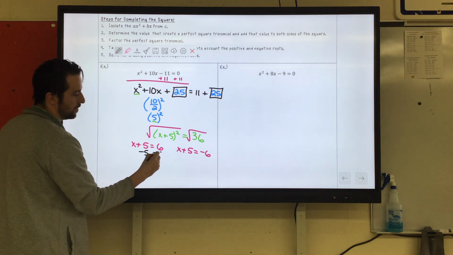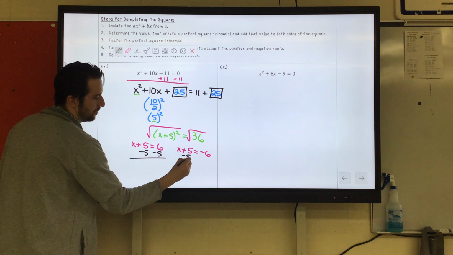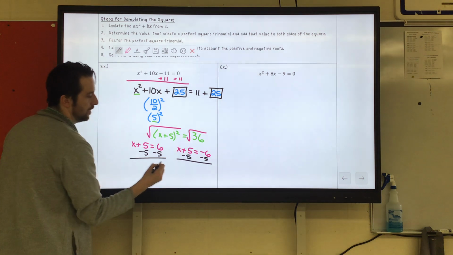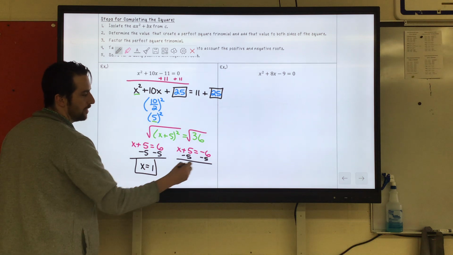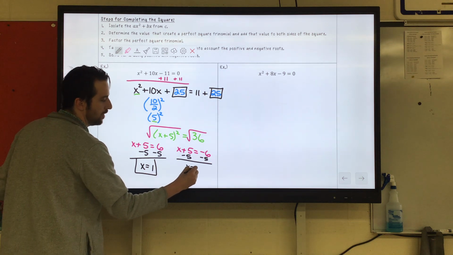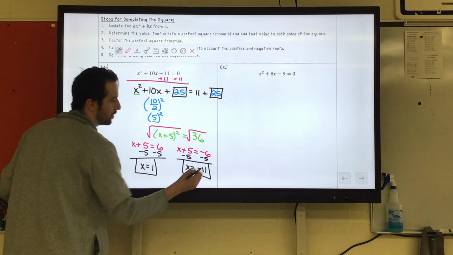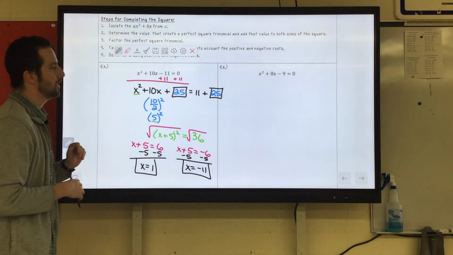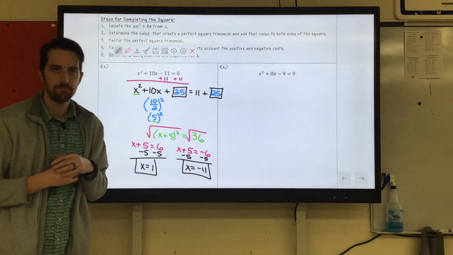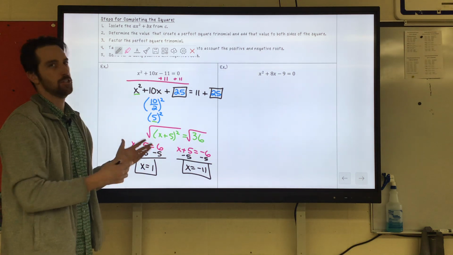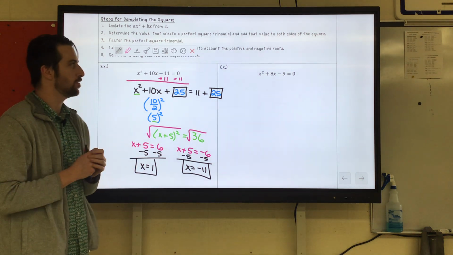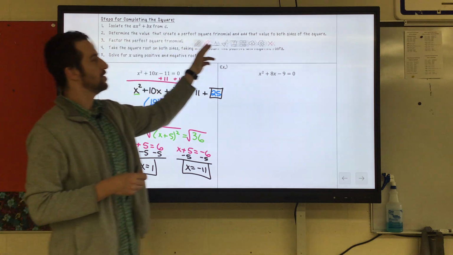Minus 5, minus 5, minus 5, minus 5. 6 minus 5 is 1. Cool. Negative 6 minus 5 is negative 11. These are both answers to the original problem, and they both work. You can check them both. If you don't believe me, come talk to me in class, and we can check these both together. I assure you they both work. So those are the steps.